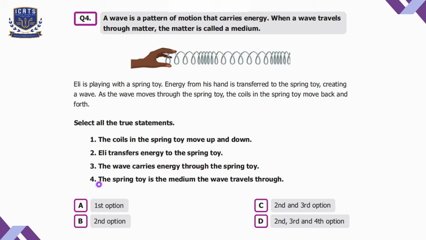The fourth statement is the spring toy is the medium the wave travels through. So this is also true because the wave travels through the matter of the spring toy, which is the medium. So we can say statements 2, 3 and 4 are correct. So we will select option D here.